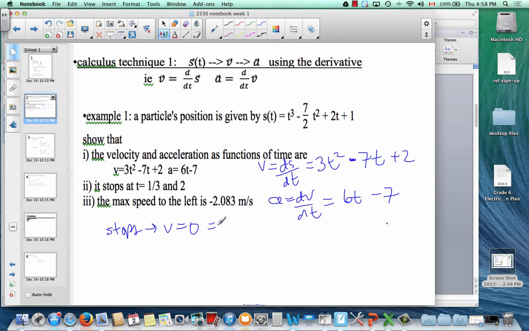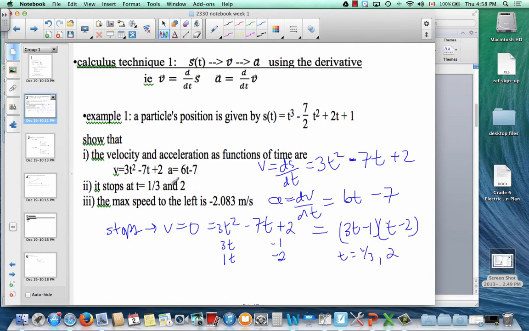So here's our velocity function. 3t squared minus 7t plus 2. So we're going to factor. It's going to be 3 and 1 there. This will be 2 and 1. Middle term's negative. So we can see that these will be our two terms because 3t times minus 2 and minus t together give us the correct middle term that we need. So 3t minus 1 and t minus 2. So that equals 0, you can see when t is indeed a third in the first bracket and then 2 here. So we have indeed shown what we were asked to.